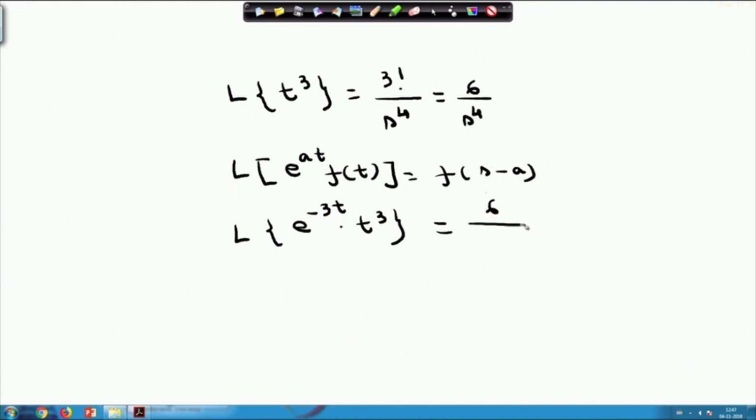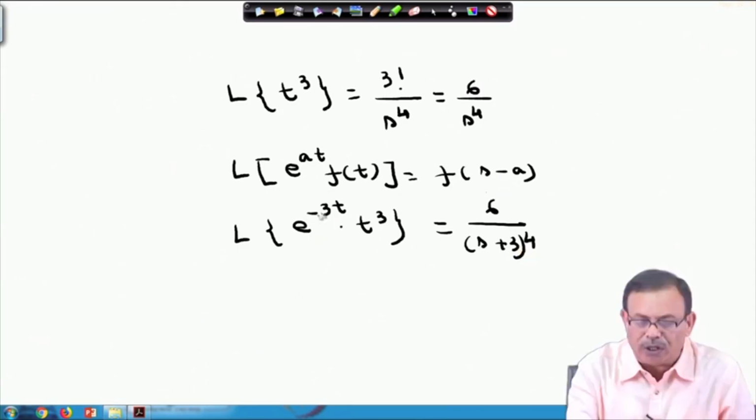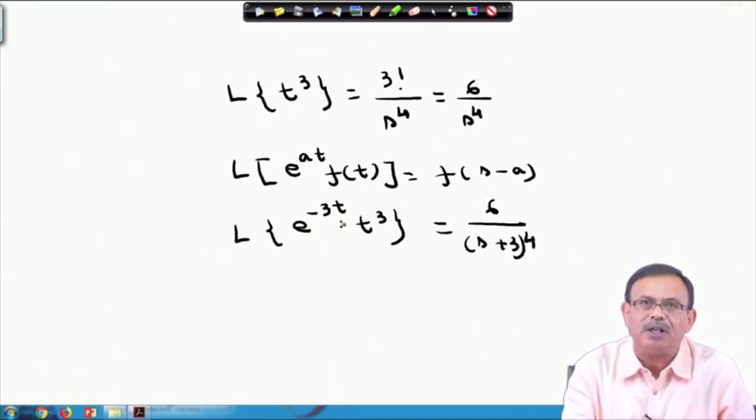So, it will be 6 by (s plus 3) whole to the power 4, because a is minus 3 over here. So, f of s minus a. So, 6 by (s plus 3) whole to the power minus 4. You see the advantage. Here your problem was to find out the Laplace transform of this.